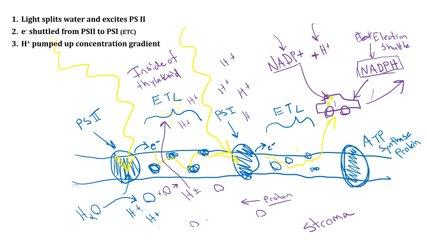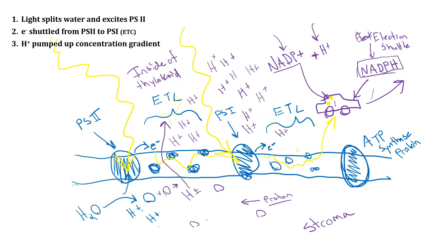So this is what we call establishing the proton gradient. All right? It is establishing the proton gradient, which is paramount. This is what drives the production of ATP. And this is going to also be a very similar process that happens in our cells to make energy as well. It just happens a little differently in plants.